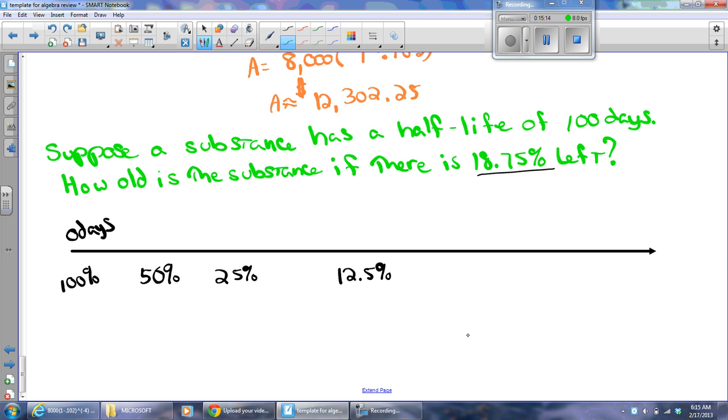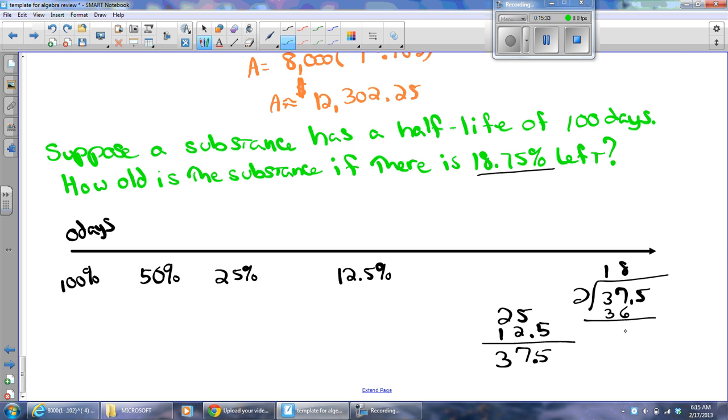So I'm going to take 25 and 12.5, add them together, and we get 37.5. Going to divide by 2. I'm taking the average, right? So that looks like it's going to go 18 times. So that'll be 36. Bring down my 5. It's going to go 7. 2 goes 10. 18.75.